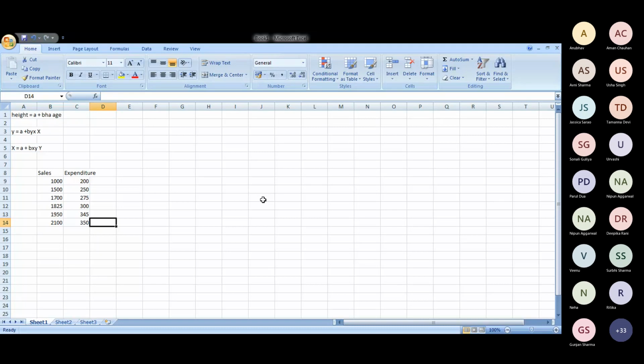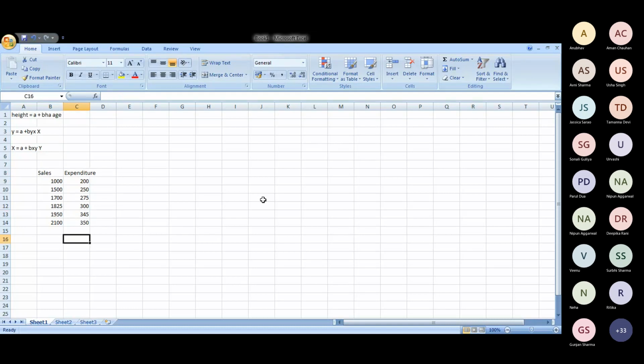So ultimately the objective is to plot. The first thing to think about is whether we want to find sales on expenditure or expenditure on sales. Here we want to analyze the effect of expenditure on sales. That means sales is my dependent variable and expenditure is my independent variable. So let sales be the Y variable and expenditure be X.